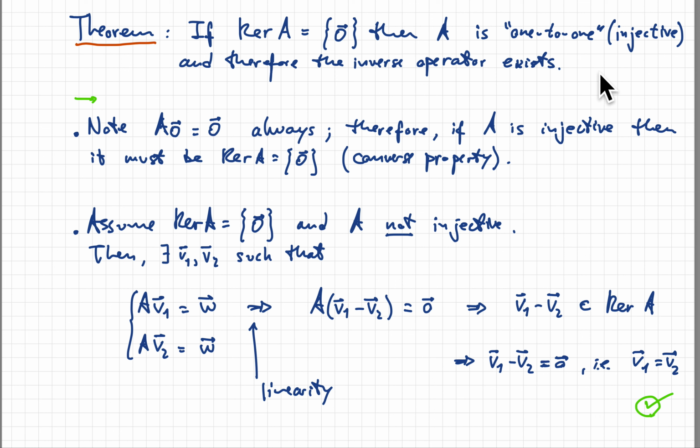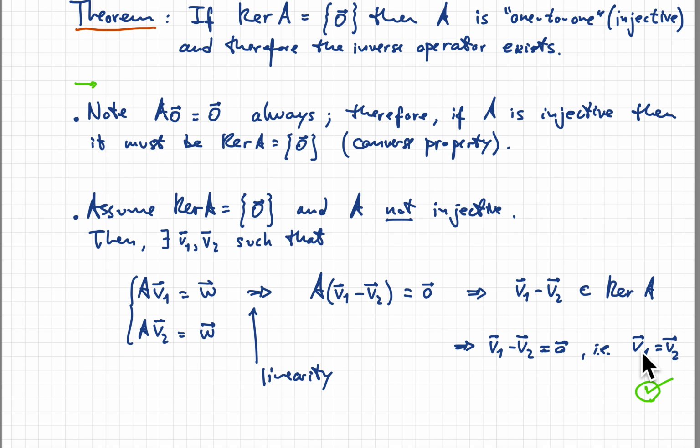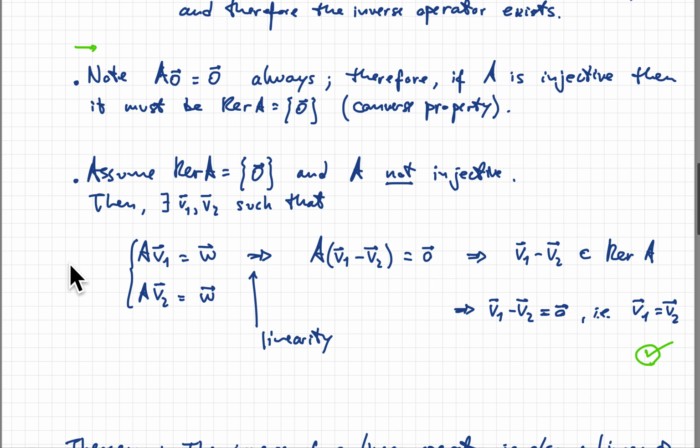Again, that means that if you have a given result called W, then that can only come from one V1. It cannot come from two different vectors, V1 and V2. We just proved that these two vectors end up being the same vector. And so that means that A is injective.